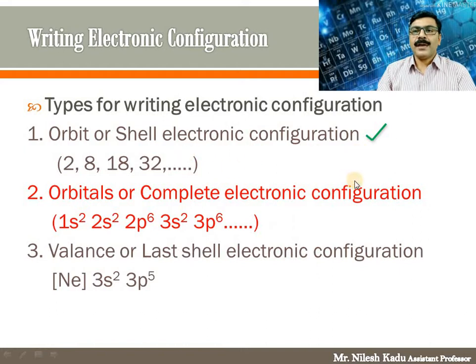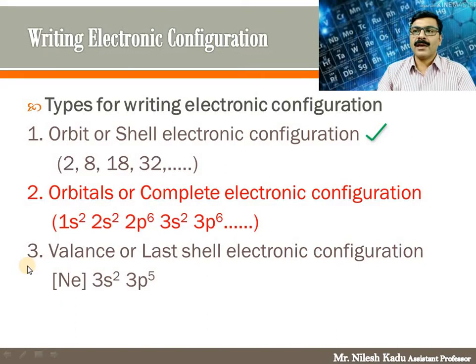In the last lecture, we learned the first type of writing the electronic configuration of an element, and it is orbit or shell electronic configuration. Means how to write the shell electronic configuration of an element. It was learned in the last lecture. Now in today's lecture, we learn the second type of writing the electronic configuration of an element, and it is orbital or complete electronic configuration. Means how to write the complete electronic configuration of elements. It is learned in today's lecture.